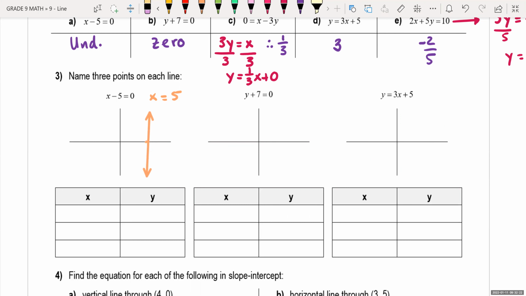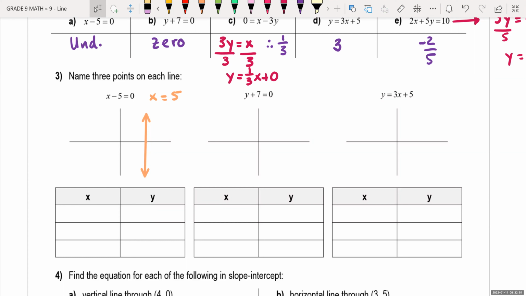So I am going to draw my line to look like this. Am I going to struggle with this? Probably. Imagine that that is a perfectly straight vertical line. There we go. Okay, so this line right here is x is equal to 5.